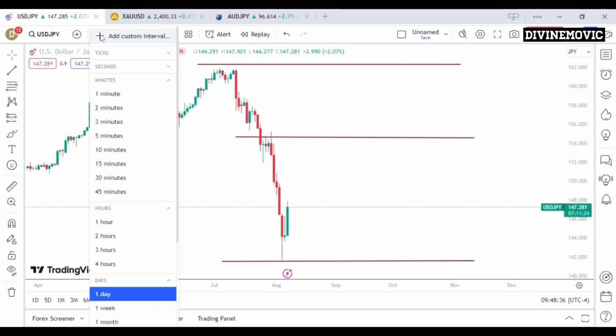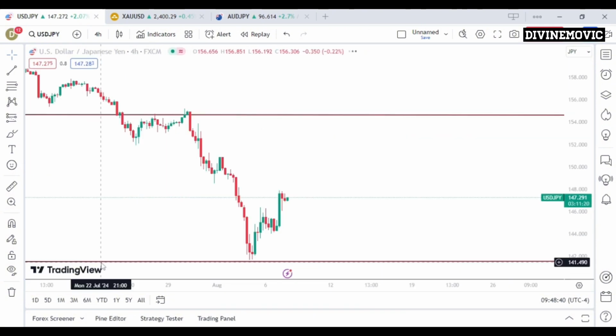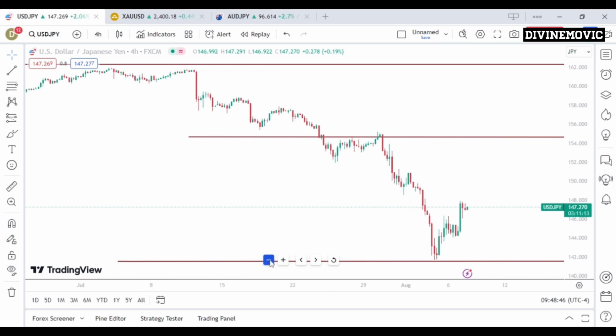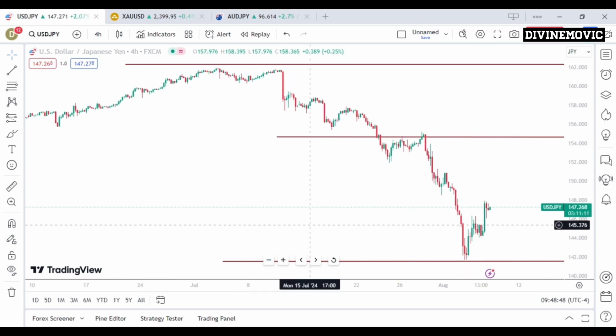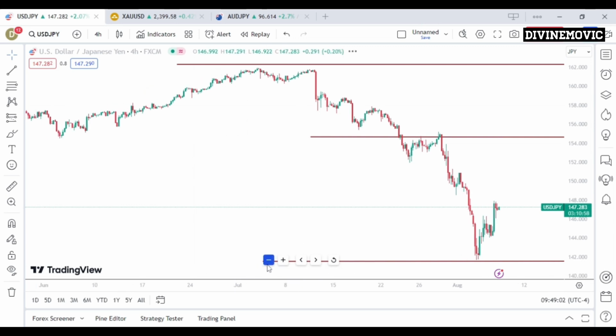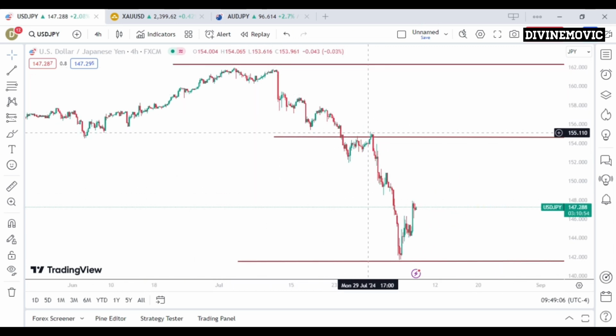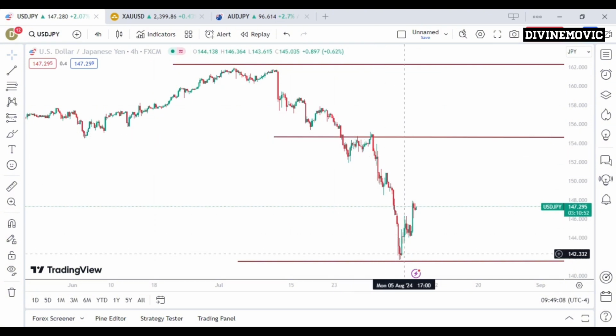So now I'm going to go to the 4 hour time frame. Remember, on the 4 hour time frame, we are looking for two things: market structure and, most importantly, supply and demand. And how do we identify that? By studying how price moved from this point to this point and from this point to this point.